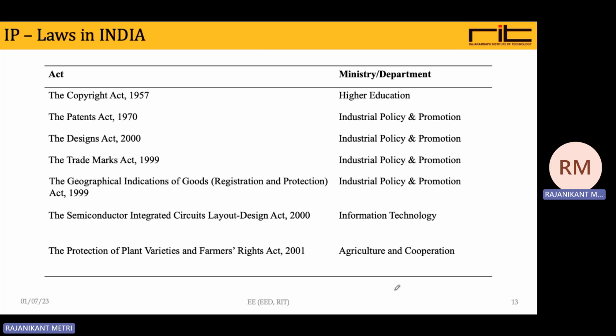Then related to the intellectual property rights, some laws in India and those timelines are given here. First one is the Copyright Act, sanctioned in 1957, and this is done by the Higher Education Ministry or department. Then the Patent Act in 1970. This is done by the Industrial Policy and Promotions. Then Design Act in 2000, Trademarks Act in 1999, Geographical Indications of Goods, that is Registration and Protection Act. It is also done in the same year, 1999.